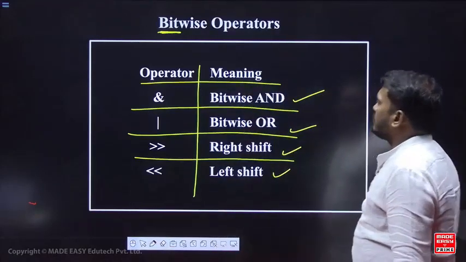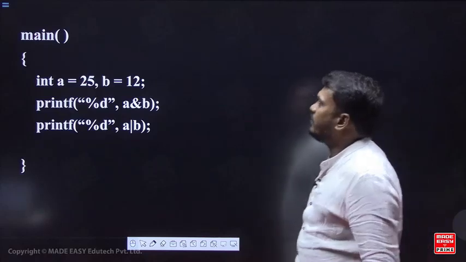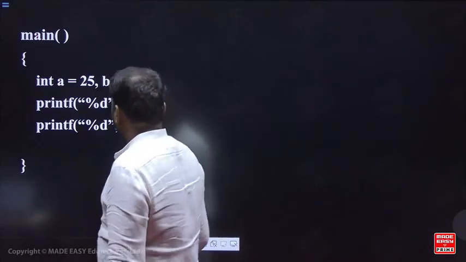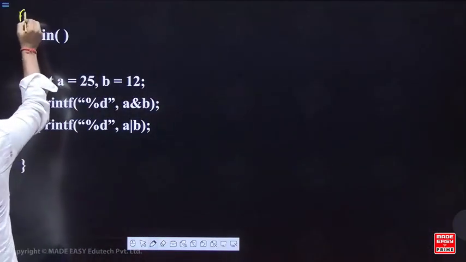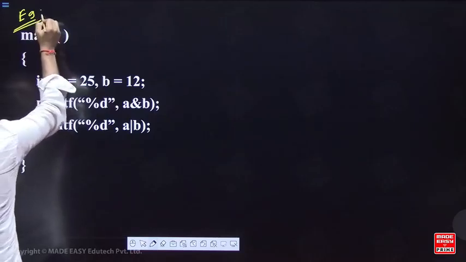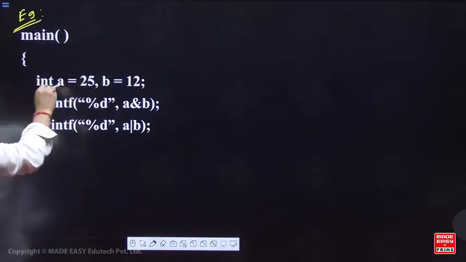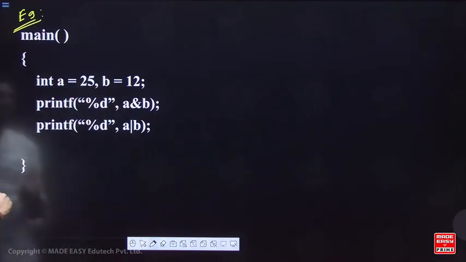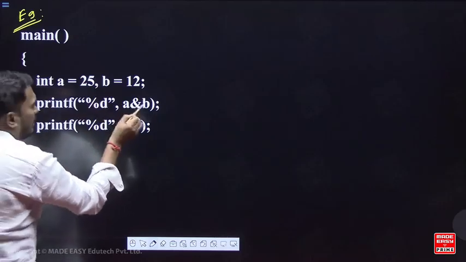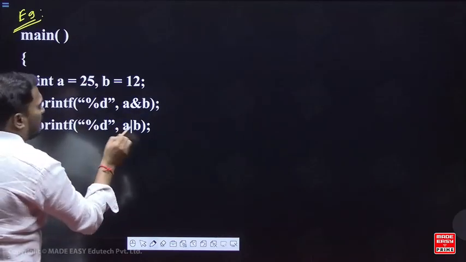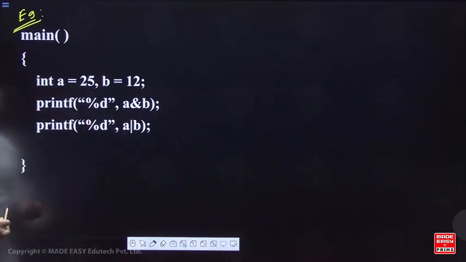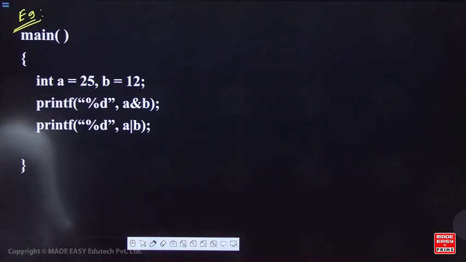Okay, right. So what is the meaning of this? We'll take the example. Note down the first one. Take this example. Main integer a equal to 25, b equal to 12. So printf %d a and b. Printf %d a or b. You can execute this program. So very simple program. आप execute कर सकते हो.